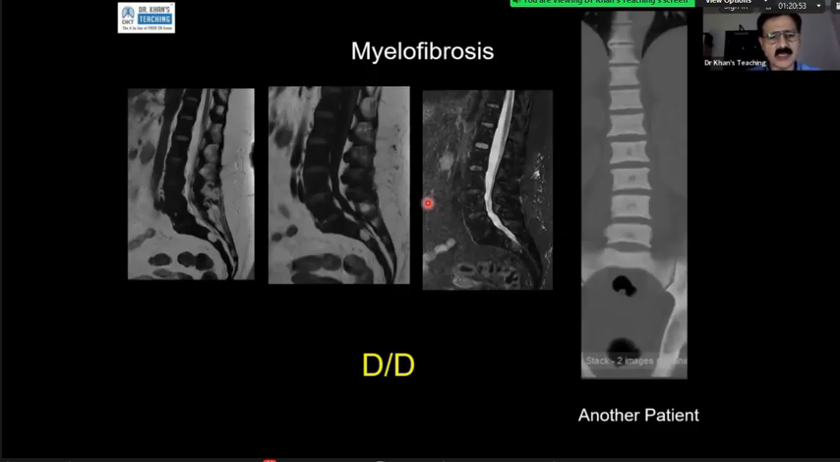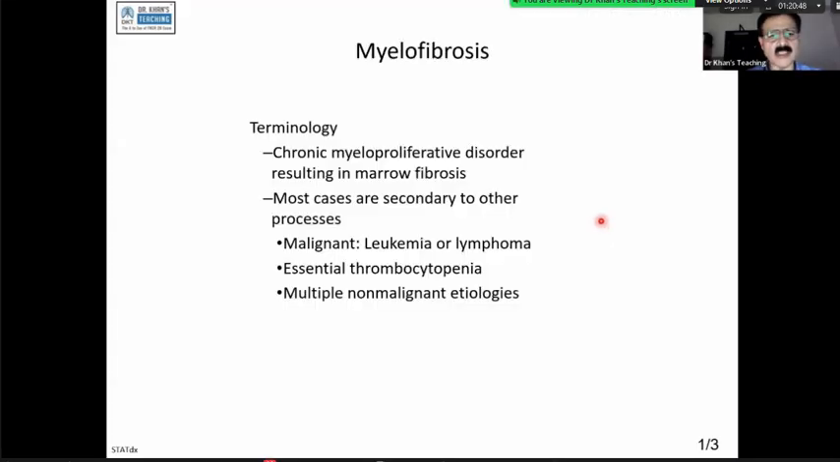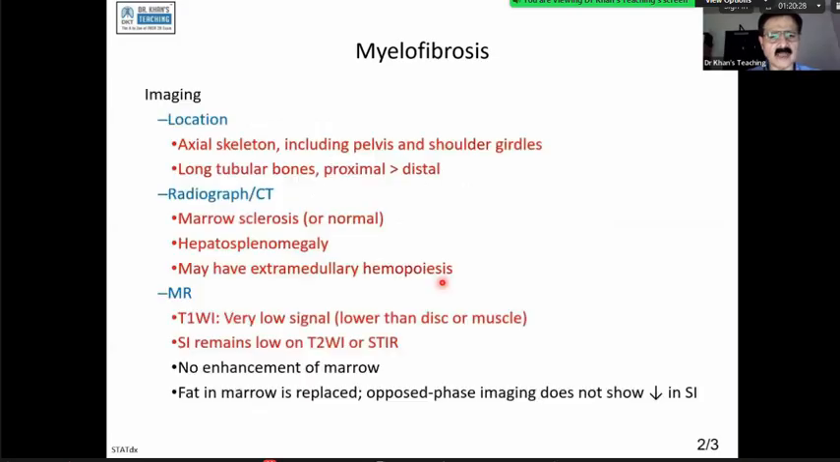Myelofibrosis. So myelofibrosis, I'll show you a slide to tell you what is myelofibrosis. Myelofibrosis is a chronic myeloproliferative disorder resulting in marrow fibrosis. It can ultimately be secondary to other processes like malignancies, but it can also have other non-malignant etiologies. And so what we were looking at is T1 very low, and on STIR sequence it will remain very low.